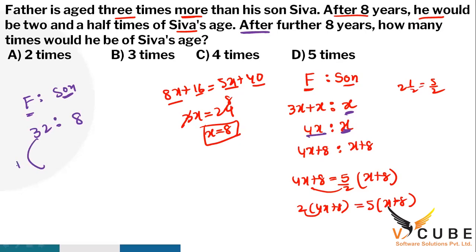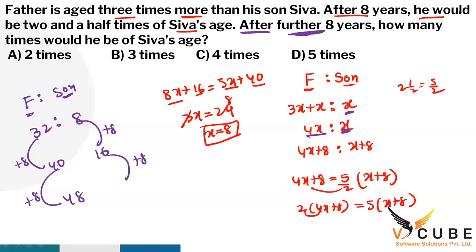After means plus. How many years after? 8 years. So 32 plus 8, 40. 8 plus 8, 16. Further 8 years. Further means again after. 40 plus 8, 48. 16 plus 8, 24. Now son's age is 24 years. Father's age is 48 years. How many times, guys? Two times. That's why option A is the right answer.